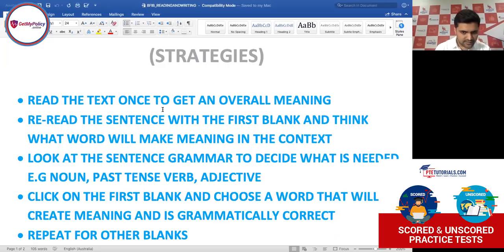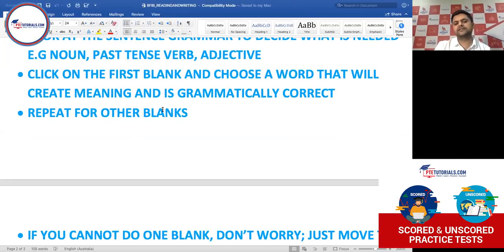And once you know what type of word you're looking for, a word that would create meaning and that would be grammatically correct, then click on the blank and choose the word from the four options that you have. Choose a word that is both grammatically correct and creates meaning in the entire text. Now repeat the same thing for the other blanks as well.